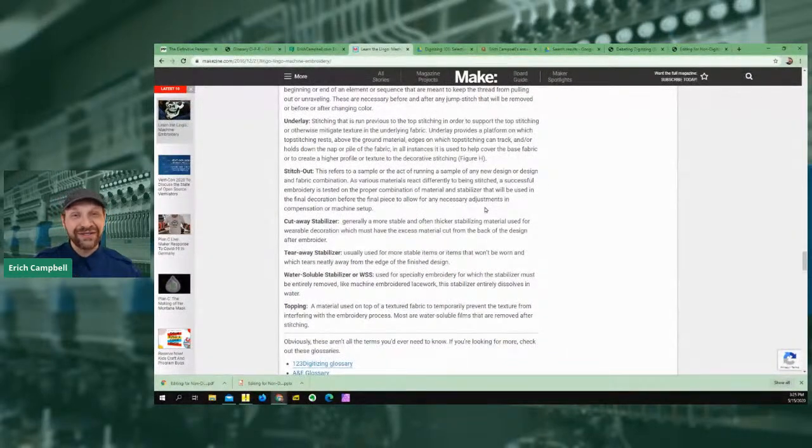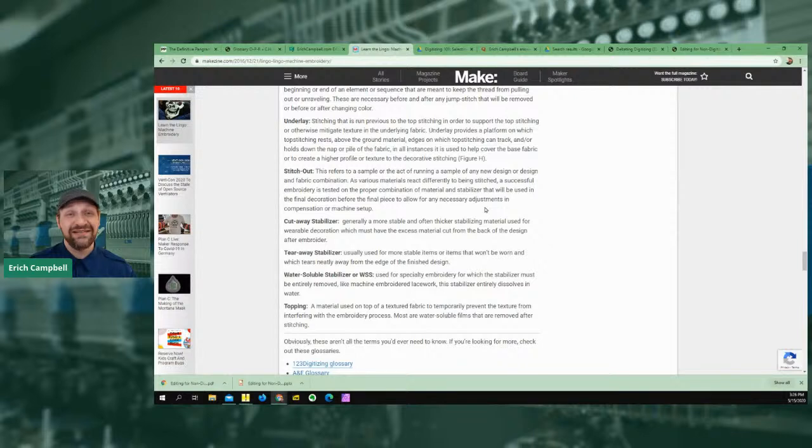Underlay, we all know underlay. The thing is there's different kinds of underlay. Generally, when we're talking about underlay, it is stitching that's run in order to support. It's supportive. It's under the top stitching, not necessarily meant to be seen. So it's used often to support things. It mitigates texture in the underlying fabric and provides a platform on which to hold up the design, but it can also be used to set down the nap of the fabric.